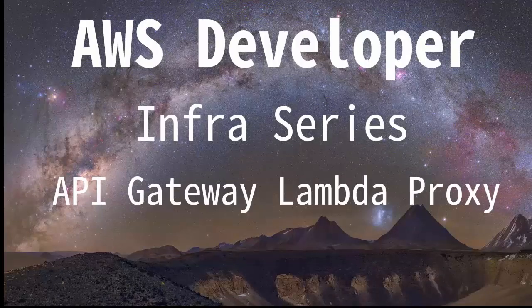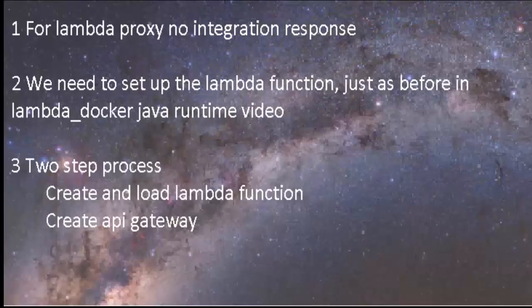This is the second video in our AWS Developer series, and in this video we're going to follow on from the first video where we looked at API Gateway for HTTP proxy. This video we're going to follow a similar path, but we're going to implement a Lambda function proxy for API Gateway.